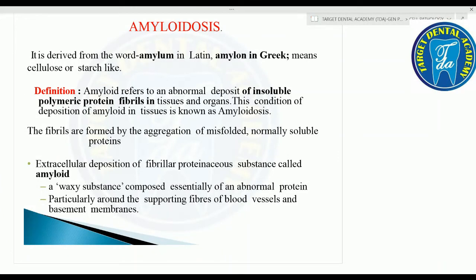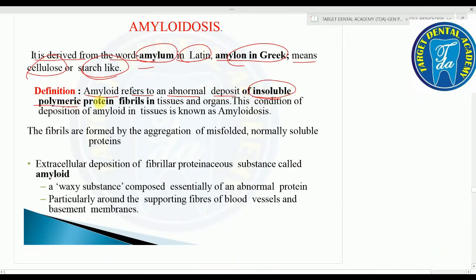So after this, let's discuss amyloidosis. It is derived from the word amylum in Latin, which means amylon in Greek, which means cellulose or starch-like. By definition, amyloid refers to an abnormal deposit of insoluble polymeric protein fibrils in the tissues and organs, and this condition of deposition of amyloid in the tissue is known as amyloidosis.